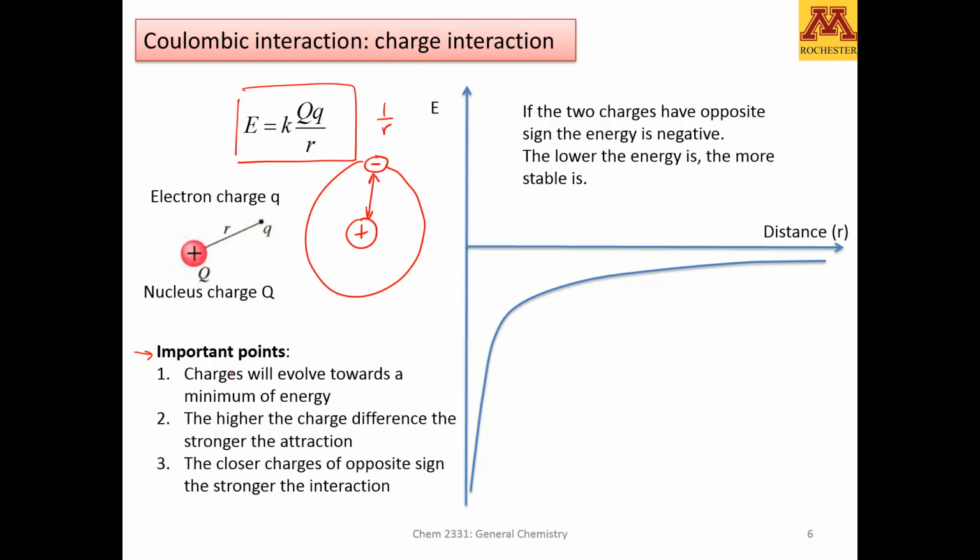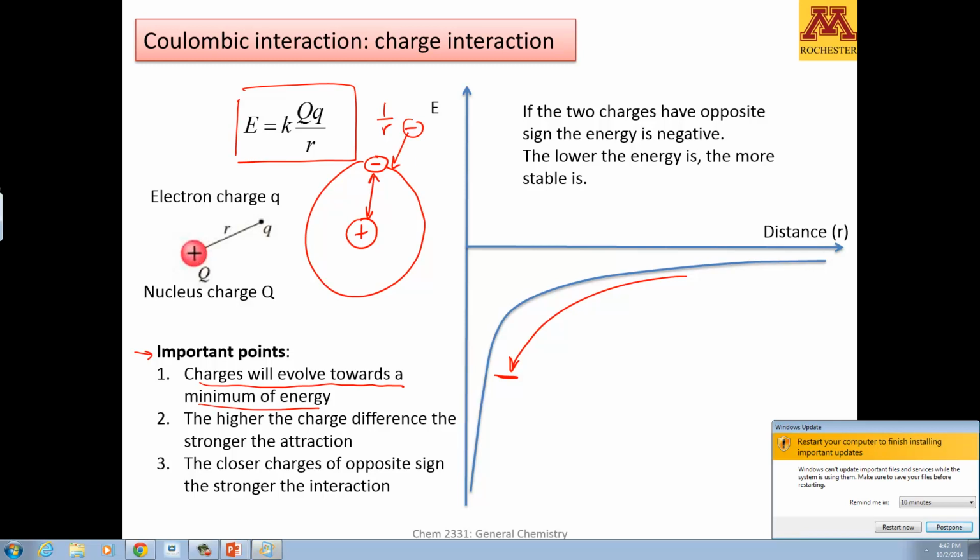The first point is that charges will evolve towards a minimum of energy. This means that a negative charge will try to get as close as possible to a positive charge. This is the kind of interaction. Unless there's something stopping this charge, the negative charge will collide with the positive charge. We will learn that there are some quantum levels that do not allow this, so it will stop somewhere, but it's important to keep in mind that the electrons will try, because they are attracted by the opposite charge of the nucleus, to get as close as possible. Okay, so if you have an electron up here, it will come down as close as possible.